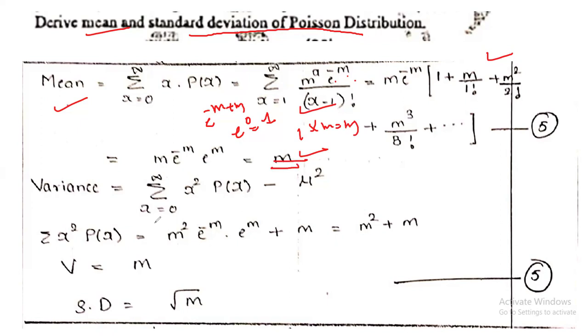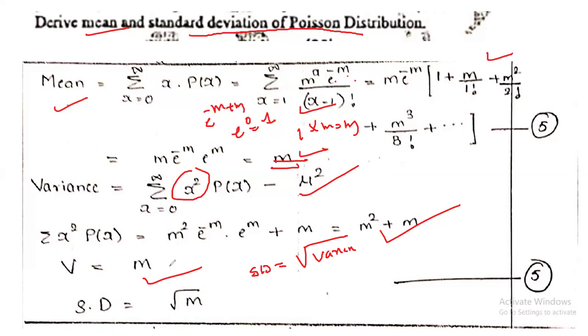So now we'll see the variance. So what is variance? Sigma x square p of x. Instead of mean, which is x p of x, variance will be x square p of x minus mu square. If you elaborate, you will be getting m square plus m. So ultimately, variance is equal to m. Therefore, standard deviation is equal to square root of variance. So variance I got as m.